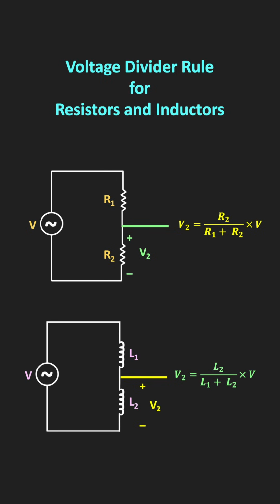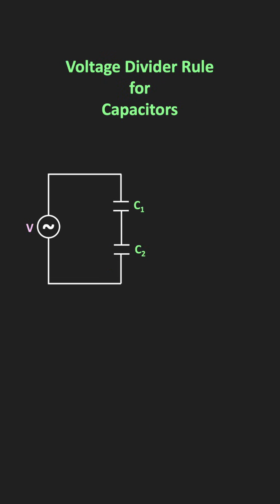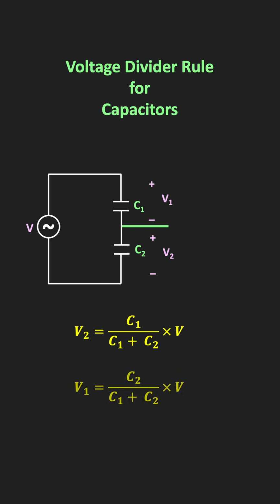But if you see the voltage divider rule for the capacitors, then it is different. If two capacitors are connected in series and the voltage V is applied across them, then the voltage across the capacitor C2 can be given as C1 divided by C1 plus C2 times V volt. Similarly, the voltage across the capacitor C1 at the specific time can be given as C2 divided by C1 plus C2 times V volt.